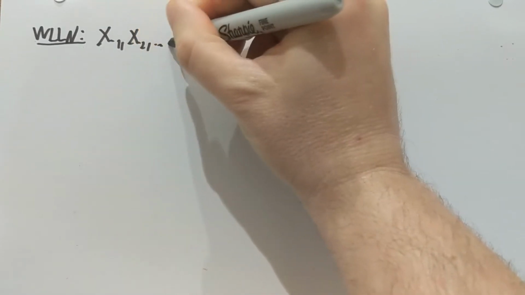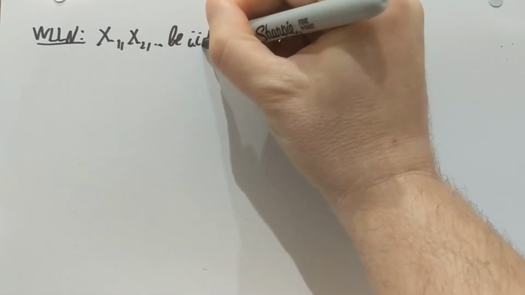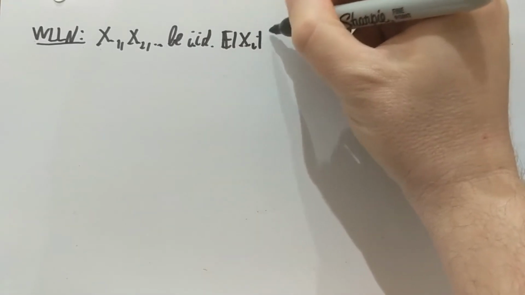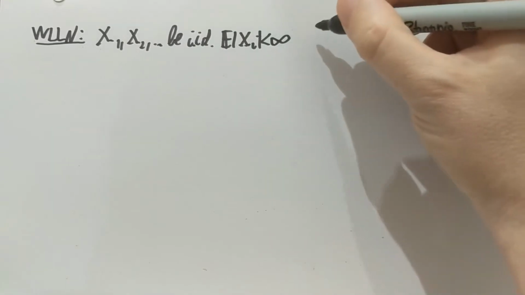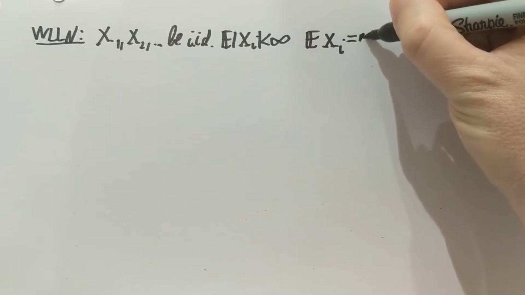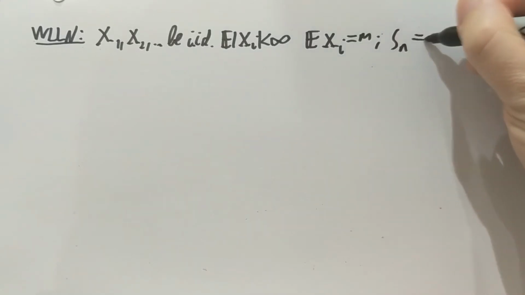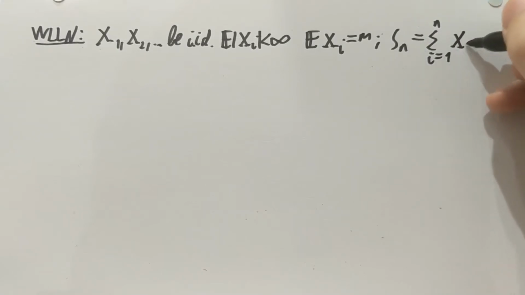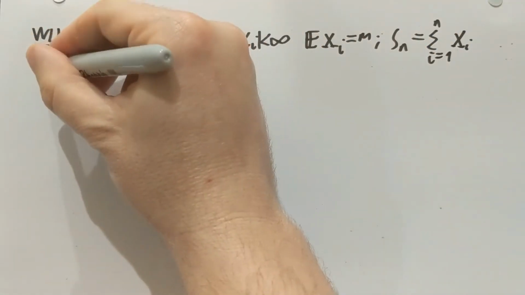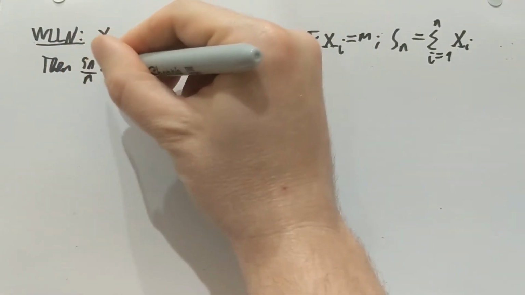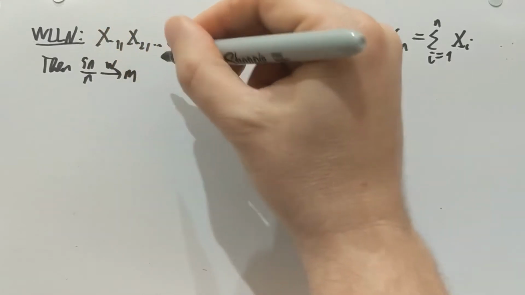Okay, so let X1, X2 and so on be IID with finite mean. And actually their mean I'm just going to denote by m. And as usual, Sn will be the sum of the first n of these guys. Then the weak law of large numbers states that Sn over n converges weakly to this mean m.